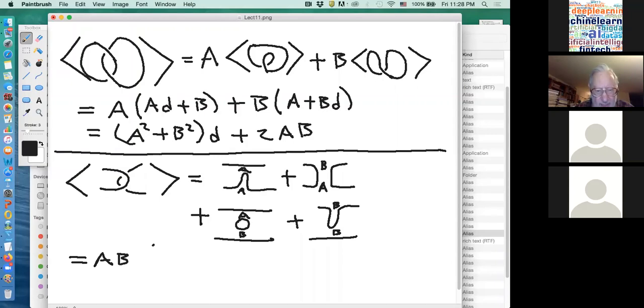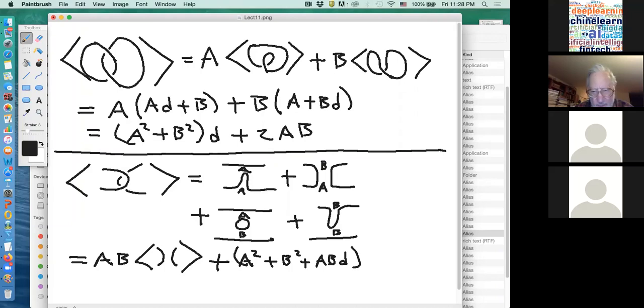I'm going to get AB times the vertical line smoothing plus, and then the horizontal line smoothings, I'm going to get an A squared and a B squared and an ABD times a horizontal line smoothing. So that's how it behaves under a second Reidemeister move. This is the kind of behavior I would like it to have if it was going to be invariant, but there's an extra term here which it picks up.